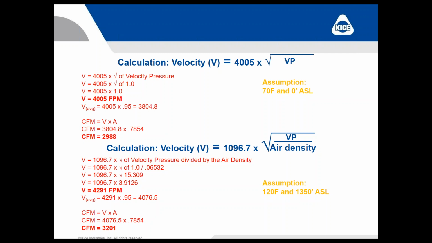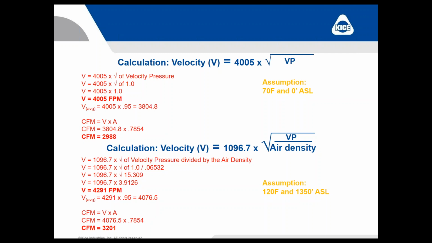Now let's correct it for the reality, 120 degrees and 1,350 feet above sea level. And these numbers change. Again, you might have 80 degrees. You might be 4,000 feet above sea level. You just have to correct that density for that. That calculation is a little different. Velocity equals 1096.7 times the square root of the velocity pressure divided by the air density. I've done that calculation below.